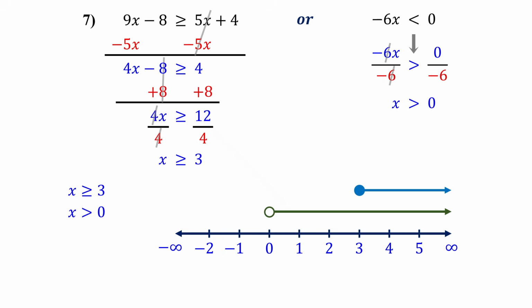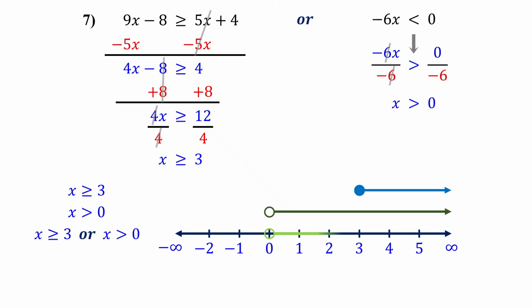Now comes the important part, combining the two graphs. Remember, since this is an OR compound inequality, for a number to be a solution, it just needs to satisfy one of the inequalities. All numbers greater than 0 satisfy the second inequality. So they are solutions. And notice that the first graph is completely inside the second one. Every number that is 3 or greater is automatically also greater than 0, right? That means the greater than 0 solution already includes every number from both inequalities.